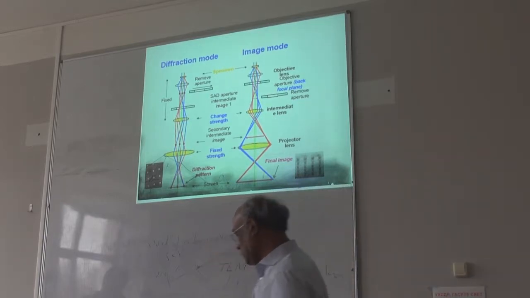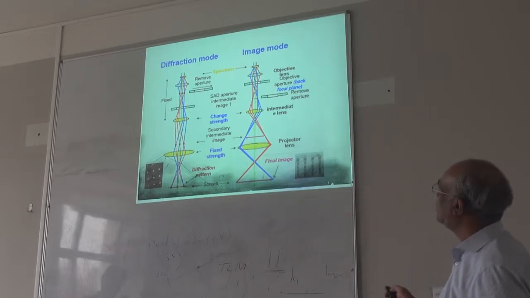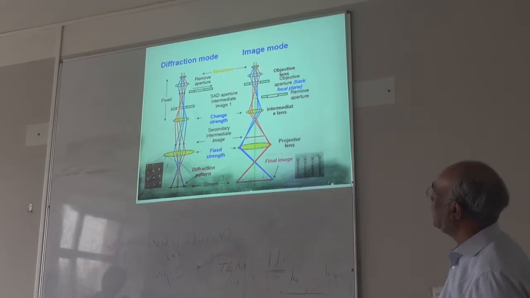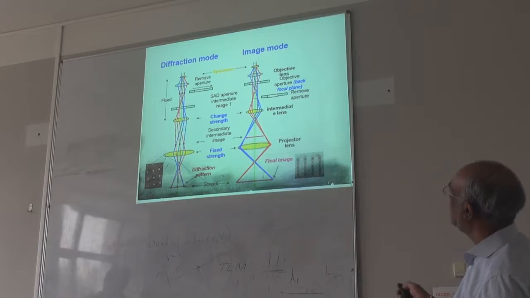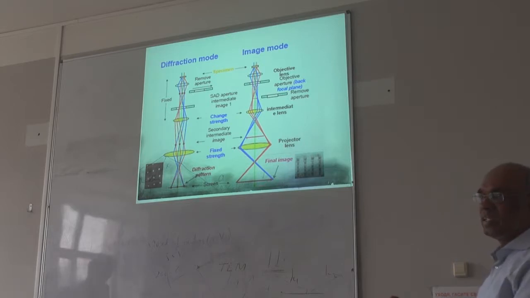We can do two modes. We can do image mode, or sometimes we need the diffraction mode to get the diffraction pattern. It's very easy. The only thing you have to do is change these two apertures here. If you have this aperture on, you can mostly get the diffraction pattern on the screen. If you have this one out and this one in, you can start imaging the microscope. What we do is, first you take the picture. After that, we just change the aperture and look at the diffraction pattern.